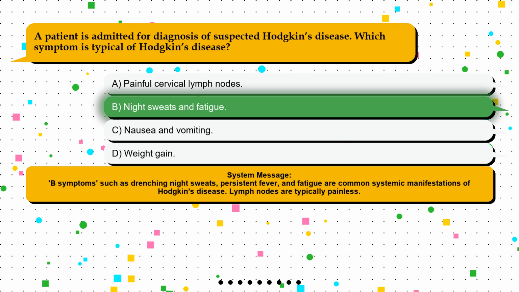These symptoms, such as drenching night sweats, persistent fever, and fatigue, are common systemic manifestations of Hodgkin's disease. Lymph nodes are typically painless.